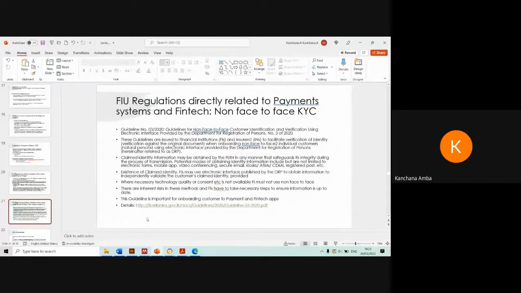So this guideline which came in 2020, this was after a lot of discussions. We worked with the Department of Registration of Persons and the FIU and the Payments and Settlements Department.